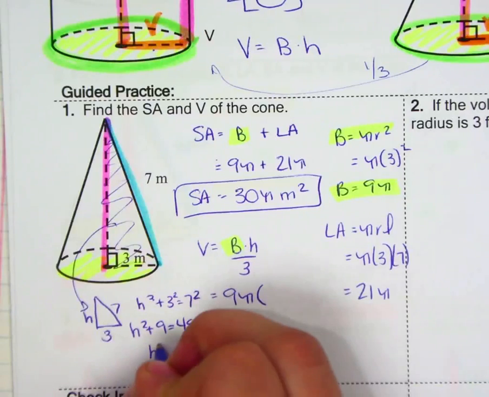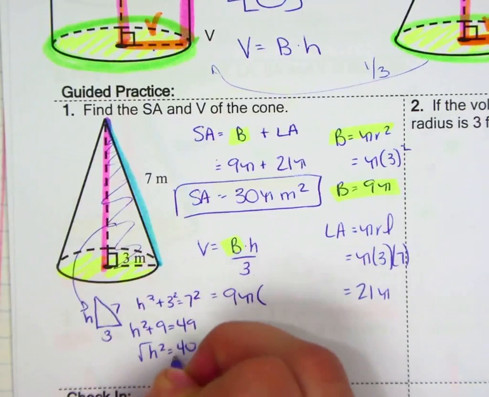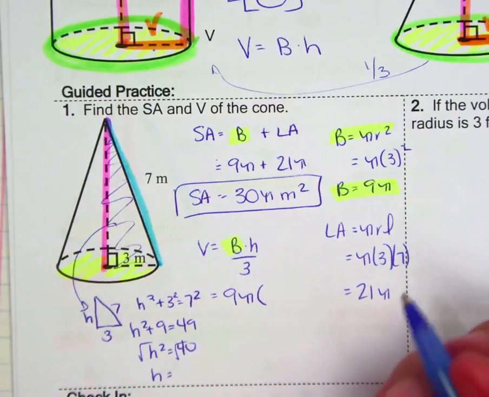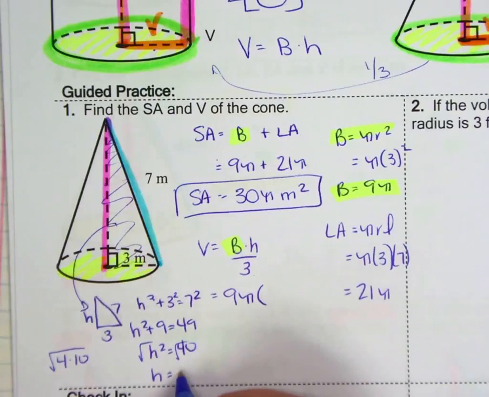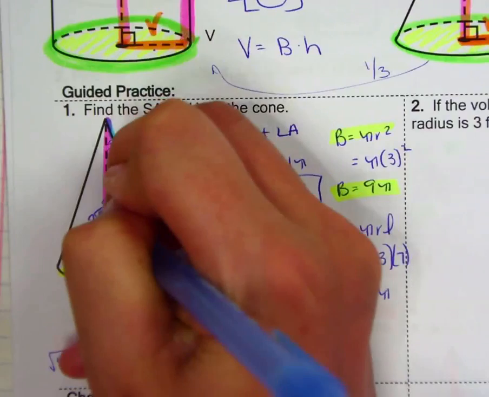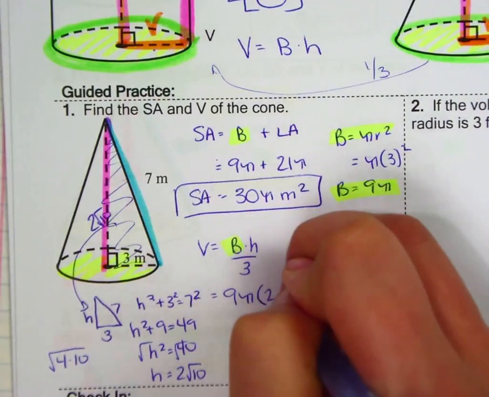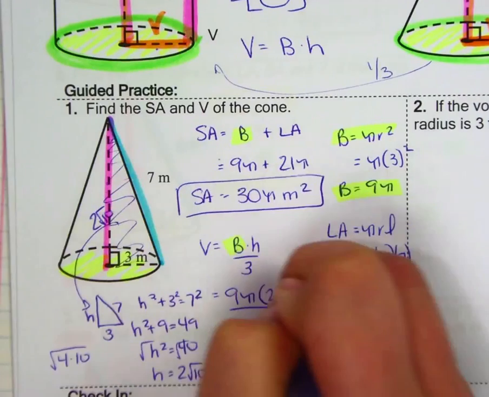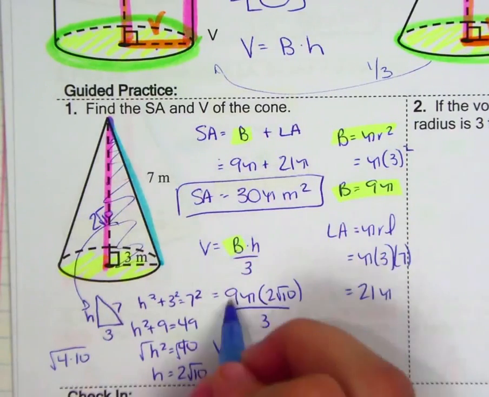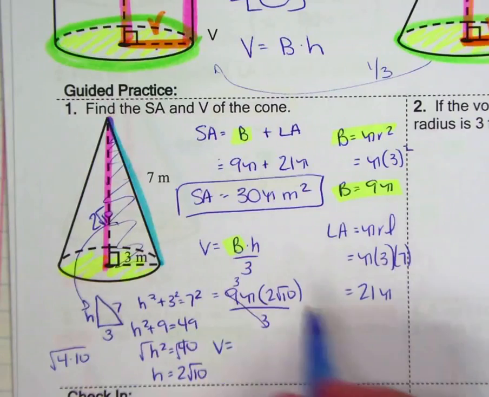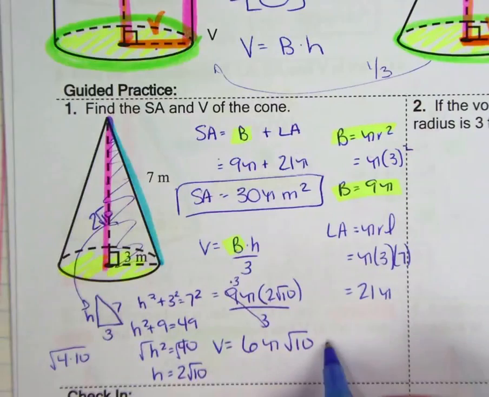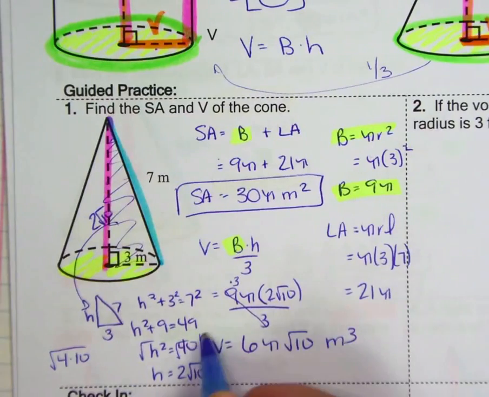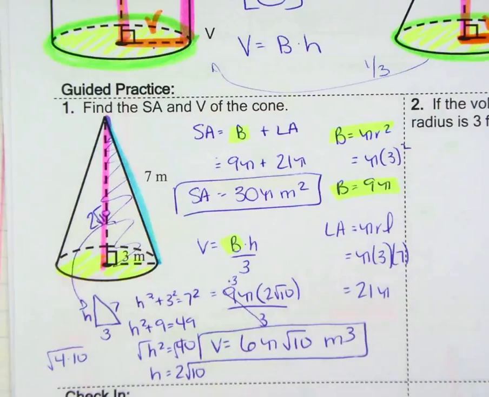H squared plus 9 equals 49. Subtract 9 on both sides. H squared equals 40. Square root both sides. H equals the square root of 40. 40 is 4 times 10, and the square root of 4 is 2, so the height is actually 2 square root 10. Divided by 3, we can reduce, so this reduces to 3. 3 times 2 is 6 pi square root 10 meters cubed. Unfortunately, that is as far as we can go.